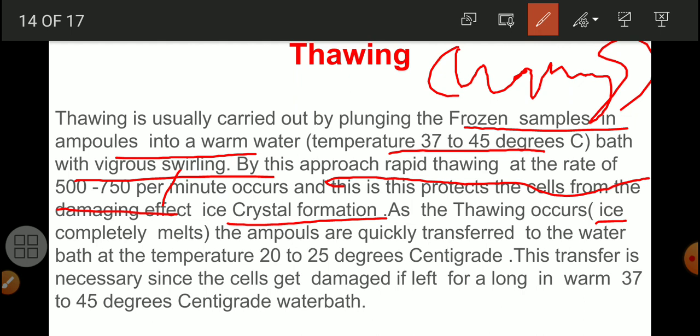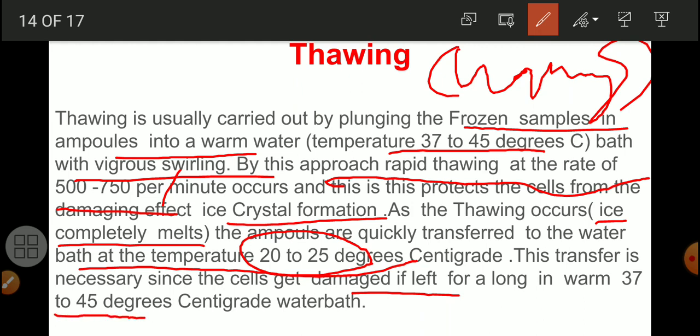As the thawing occurs and the ice completely melts, the ampoules are quickly transferred to a water bath at a temperature of 20 to 25 degrees centigrade. This transfer is necessary since the cells get damaged if left for a long time in the warm 32 to 45 degrees centigrade. Isn't it? Yes, those are the things you have to keep in mind.